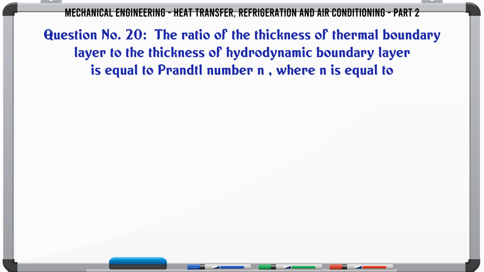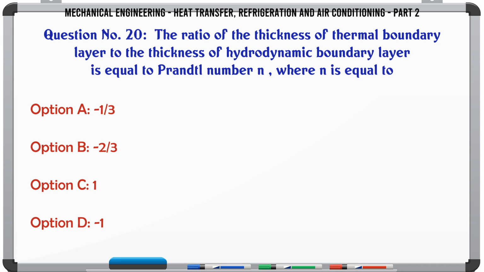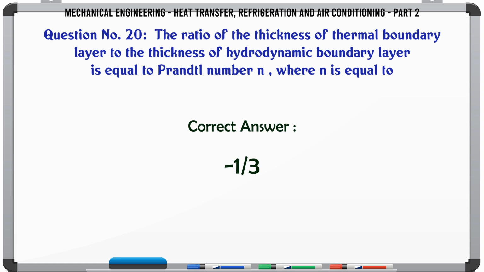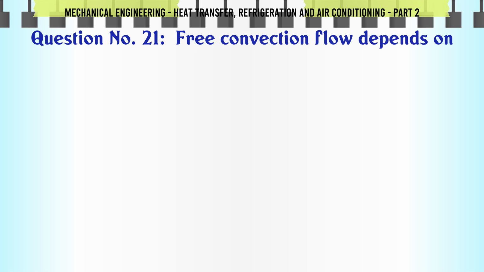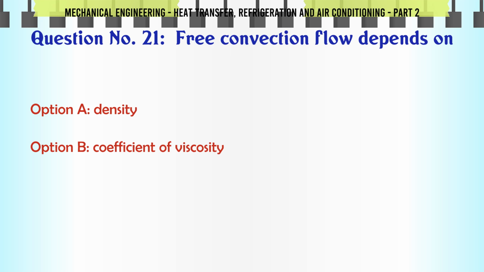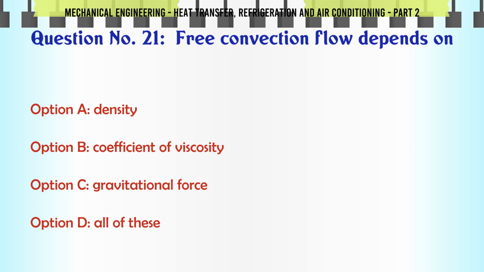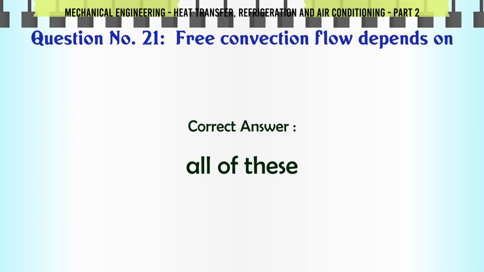The ratio of the thickness of thermal boundary layer to the thickness of hydrodynamic boundary layer is equal to Prandtl number to the power n, where n is equal to: A. 1/3, B. 2/3, C. 1, D. 1/2. The correct answer is 1/3. Free convection flow depends on: A. Density, B. Coefficient of viscosity, C. Gravitational force, D. All of these. The correct answer is all of these.